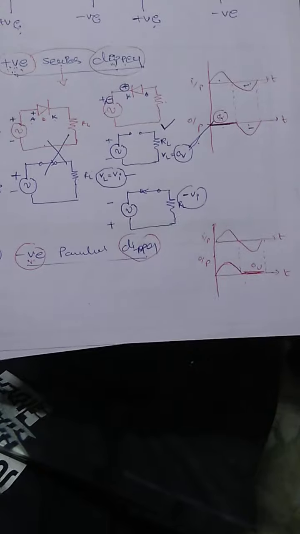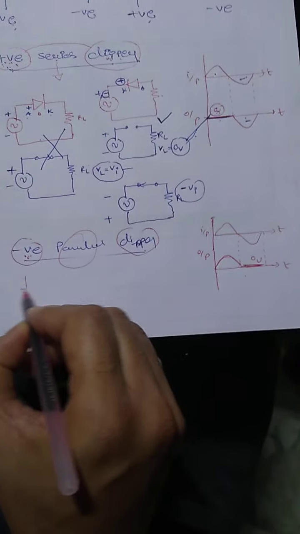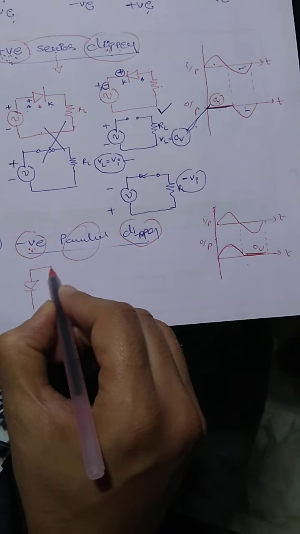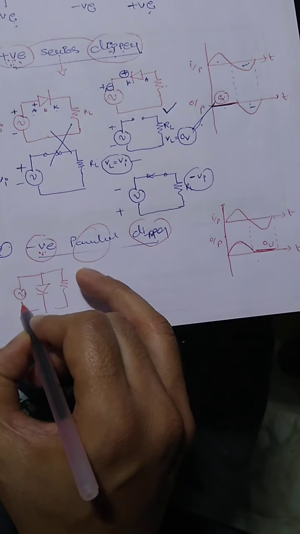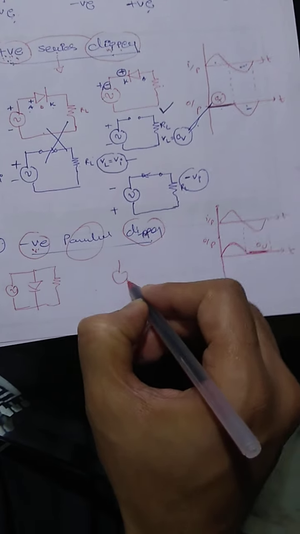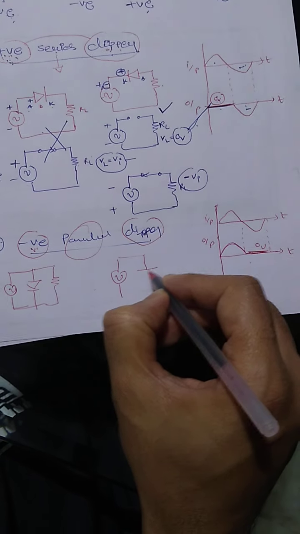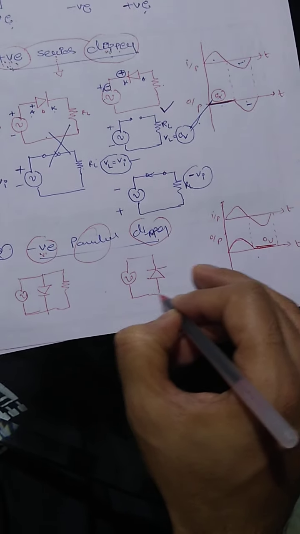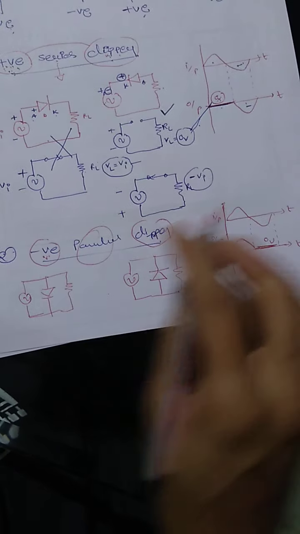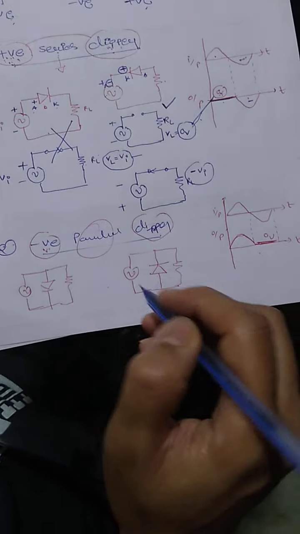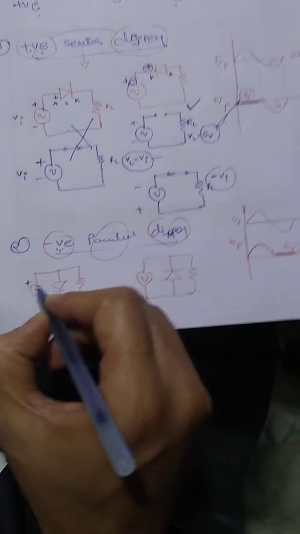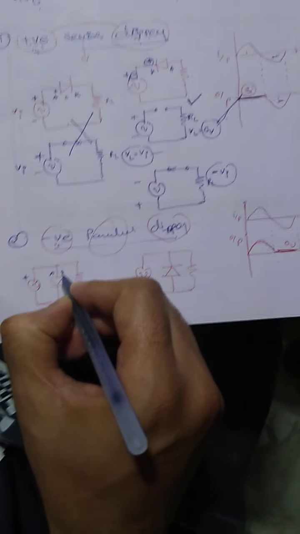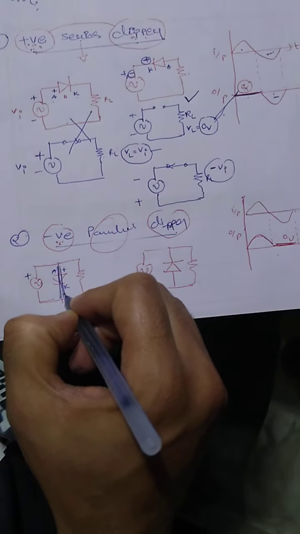So the second thing that comes to your mind is the configuration, parallel. So in case of parallel, there are two parts. First and the second. So consider the first cycle, positive part applied over here. When the positive part is applied over here, the anode is positive compared to cathode, hence the diode is on.